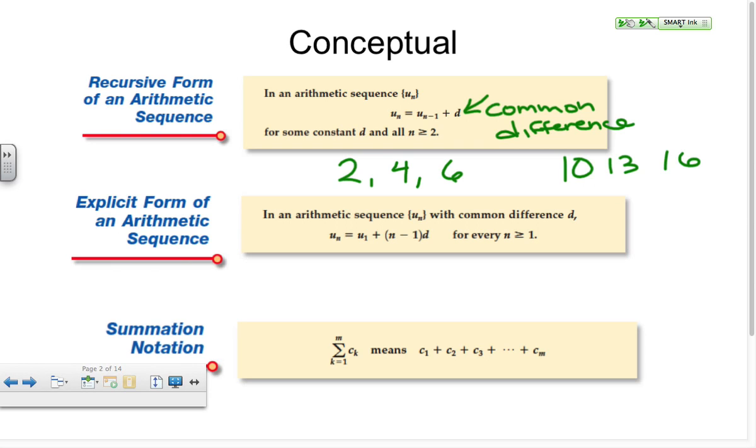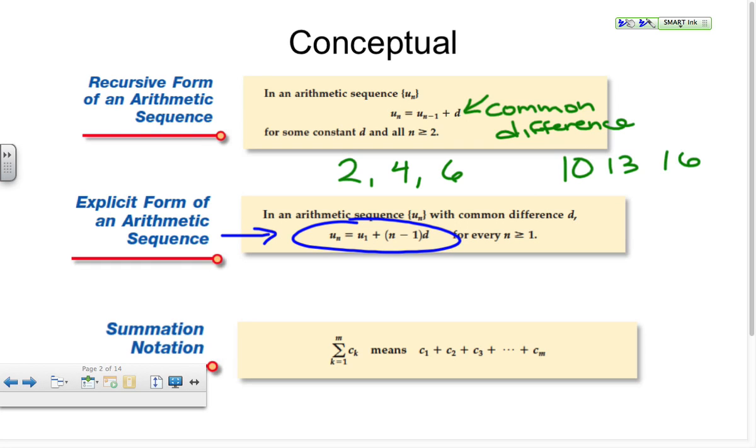So now, recursive form is fine. We're not going to use that very much. What we are going to use is this formula right here. It's called the explicit formula. Please, please, please write this one down. This one I will ask about. Okay, so if I ask you for this on a notebook quiz, you should have it written down.